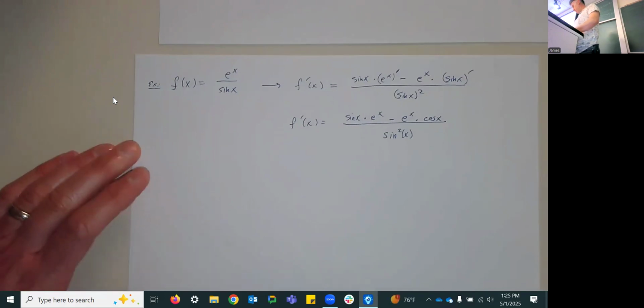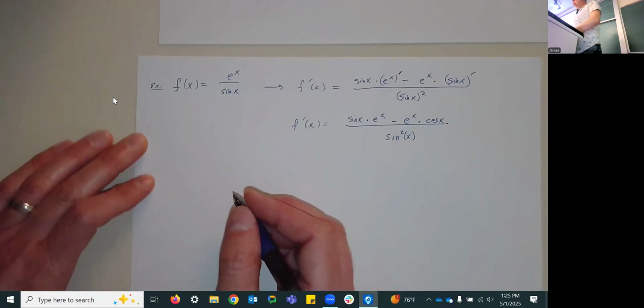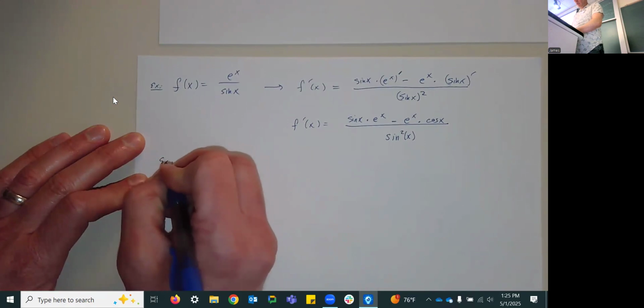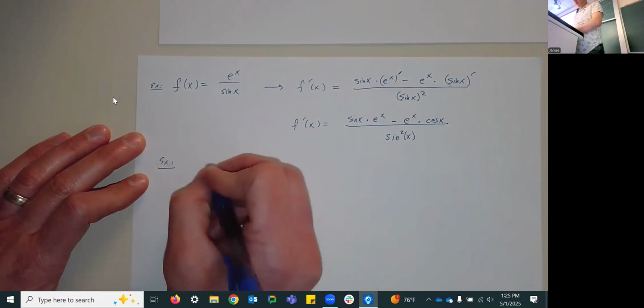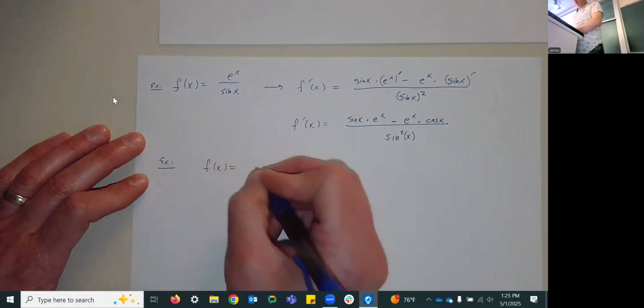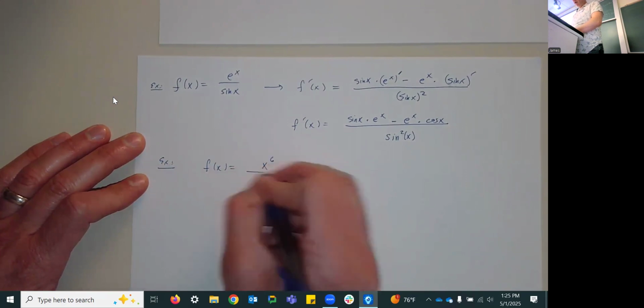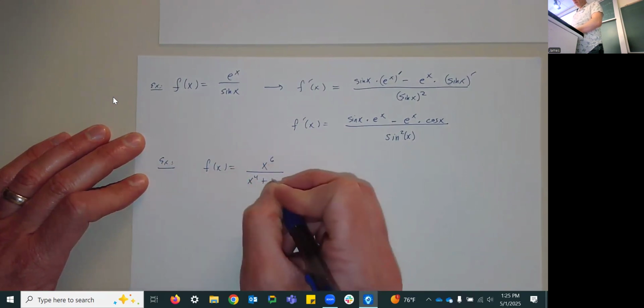So there's a couple more examples here. Say our function is f of x equal to x to the sixth divided by x to the fourth plus 3.